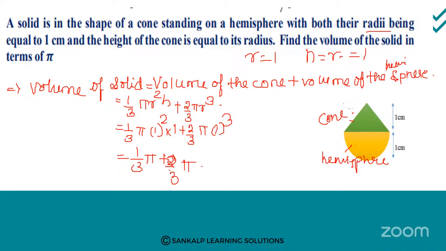1 by 3 pi plus 2 by 3 pi, that is divided by 3, 3 is common here. So 1 plus 2 is 3 into pi. So 3 and 3 will get cancelled. So pi centimeter cube, because this is the volume of the solid. What they have asked: find the volume of the solid in terms of pi. That means pi centimeter cube.